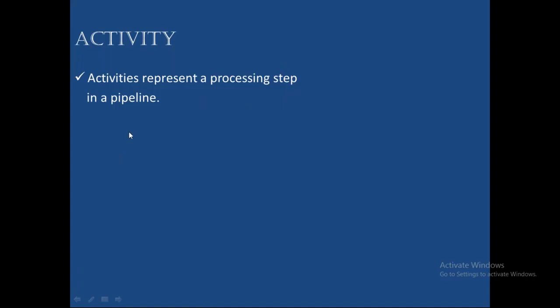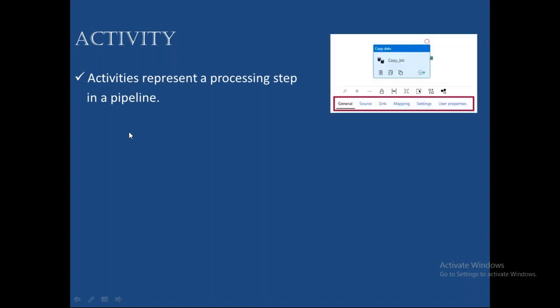Just copying is one activity. Maybe I want to call a stored procedure, that is another activity. I need to check all the files in a folder, that is another activity. I want to read some table, that is another activity. These are the different activities we have. Now see the example, the copy activity. When you take the copy activity, in General you'll have the name and some other settings. And Source means from where you want to copy the data.